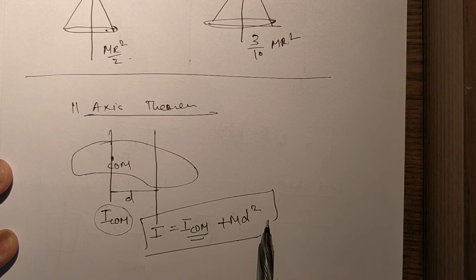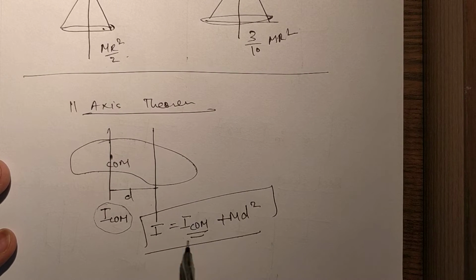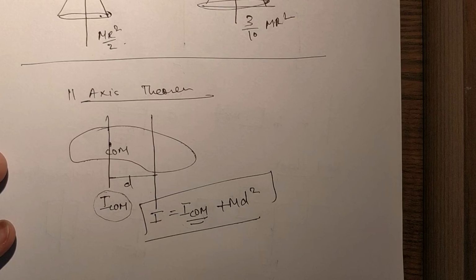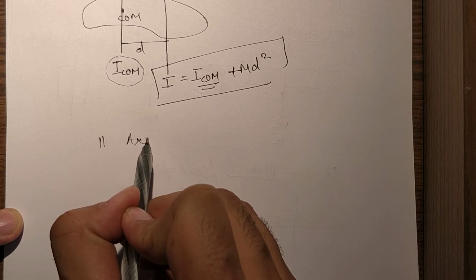But remember, this theorem will be applicable only when one of the axes is passing through the center of mass. You cannot take two parallel axes, none of which is passing through the center of mass, and apply this theorem. So that is a very important constraint, keep it in mind.